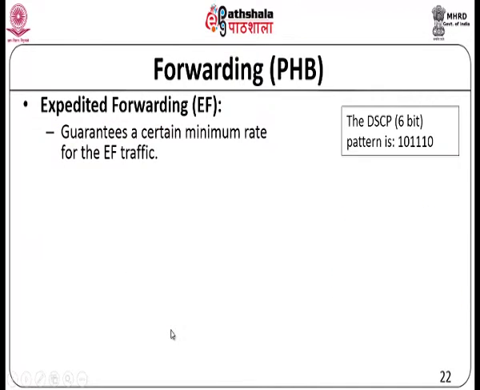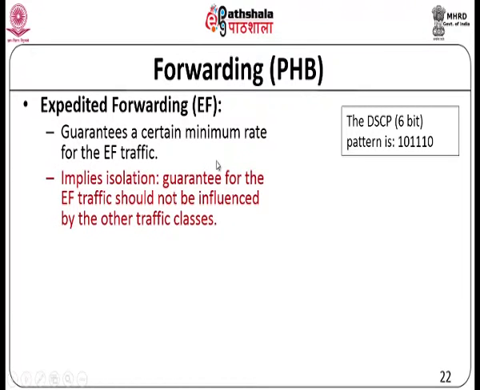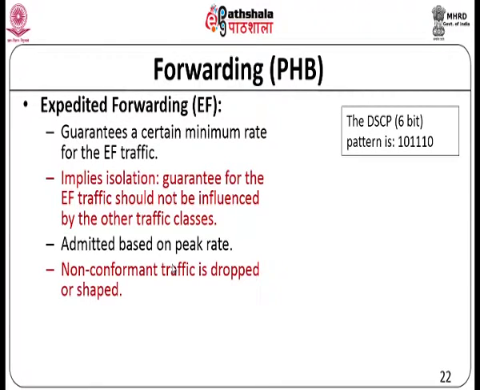So, if you look at expedited forwarding, let us look at this in a little more detail. We said it guarantees a certain minimum rate for the EF traffic, which also implies isolation, which is that when you make a guarantee for the EF traffic, it should not be influenced by the other traffic classes that are there. So, it is admitted based on peak rate. EF traffic is admitted at the edge based on peak rate. Non-conformant traffic is either dropped or shaped. So, this is what will happen at the edge for expedited forwarding traffic.